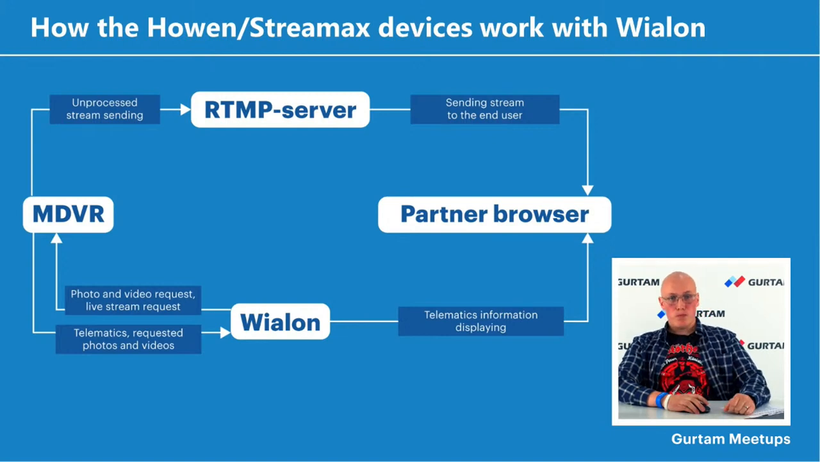There are a few reasons. First, the integration depends on what Streamax and Hovin could offer. Both provided customers with their proprietary intermediate server for converting the live stream. So we needed to integrate this solution. Both of the intermediate servers, Streamax and Hovin, transmitted live stream in RTMP format. Now Streamax can also work in HLS format, also by FTVision.